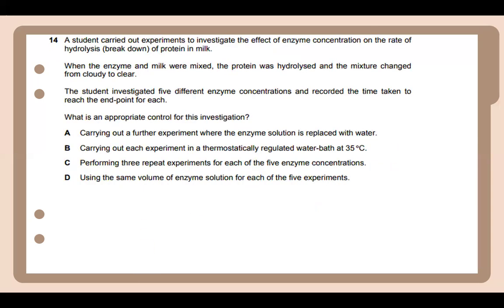A student carried out an experiment to investigate the effect of enzyme concentration on the rate of hydrolysis, the breakdown of protein in milk. When the enzyme and milk were mixed, the protein was hydrolyzed and the mixture changed from cloudy to clear. The student investigated 5 different enzyme concentrations and recorded the time taken to reach the endpoint for each. What is an appropriate control for this investigation? The appropriate control for this investigation is carrying out a further experiment where the enzyme solution is replaced with water.